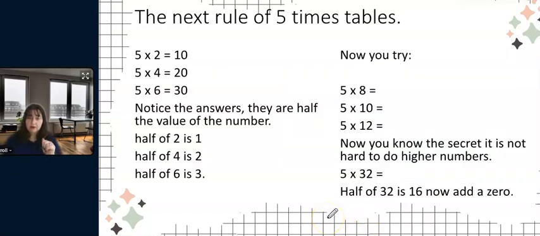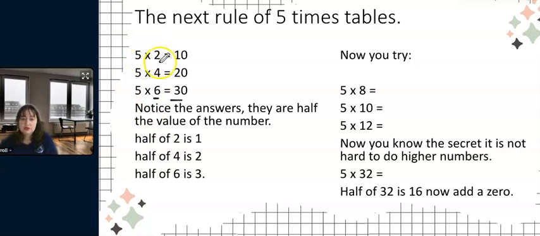So let's keep going. All right, the next thing I want to talk about is let's break down what actually is the multiplication of these even numbers. We have 5 times 2 is 10. 5 times 4 is 20. 5 times 6 is 30. I want you to notice something about the 2 to the 1, the 4 to the 2, and the 6 to the 3. It's half of the number. Half of 2 is 1, half of 4 is 2, half of 6 is 3. Now we're giving them some strategies to actually learn these multiplication tables.